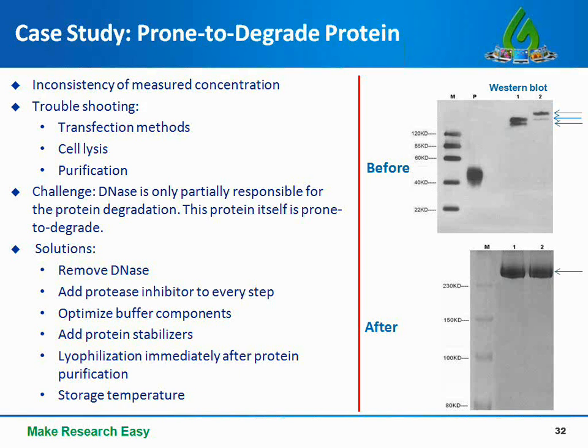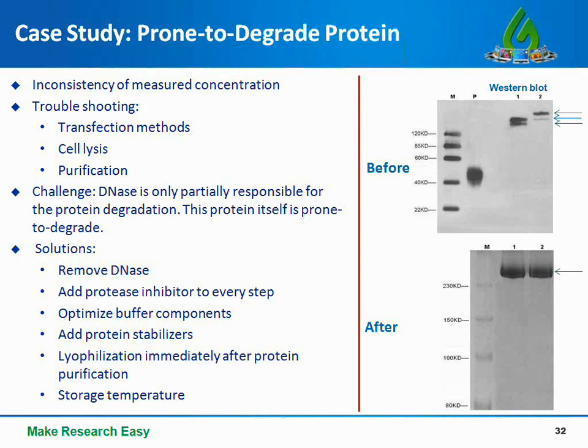The first line is the protein with DNA treatment, and the second line is the protein without DNA treatment, indicating that DNA is only partially responsible for the protein degradation, and the protein itself is prone to degrade. Therefore, besides removing DNA and adding protease inhibitors to every step in the production process, we did further optimization on buffer components, added protein stabilizers, and lyophilized the protein immediately after purification.